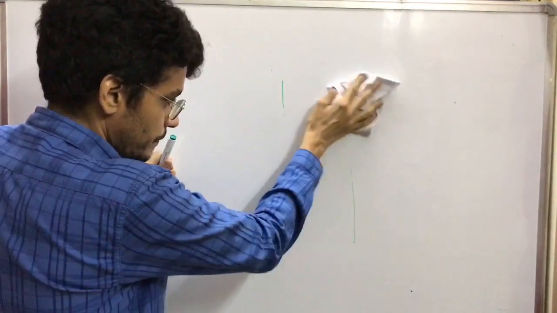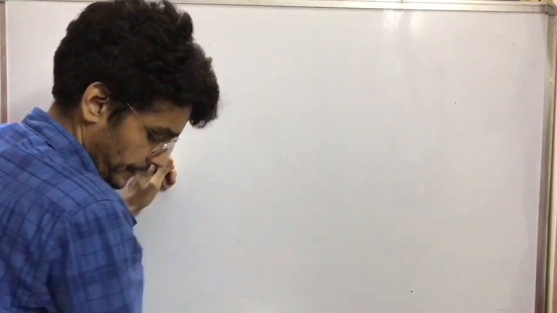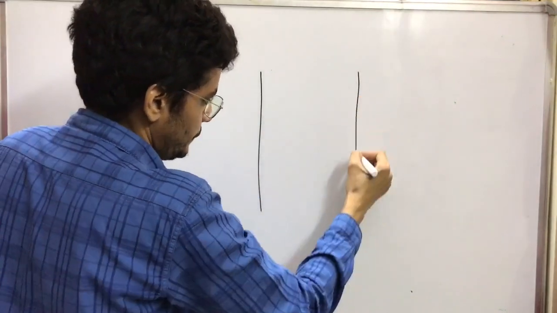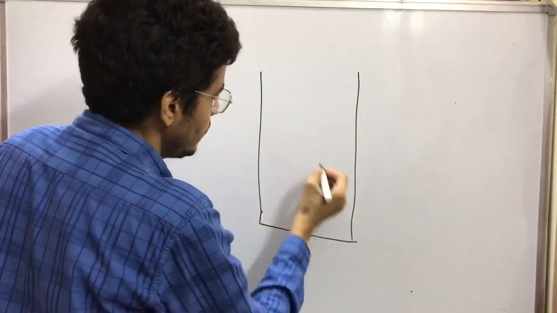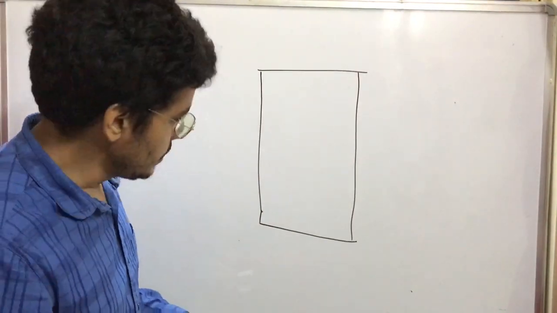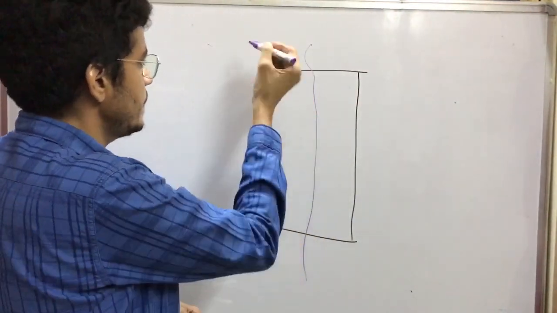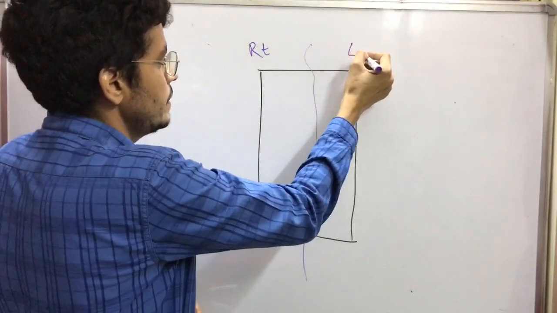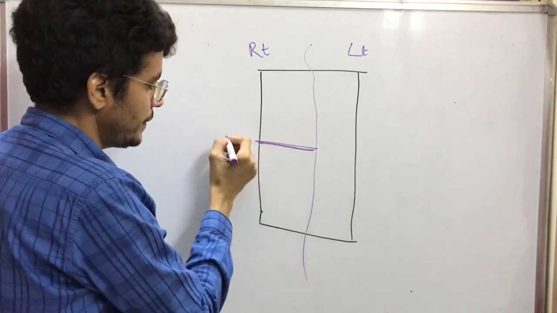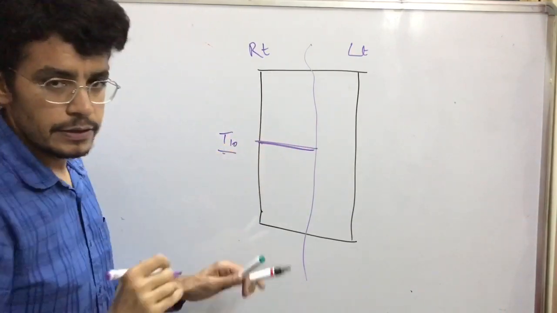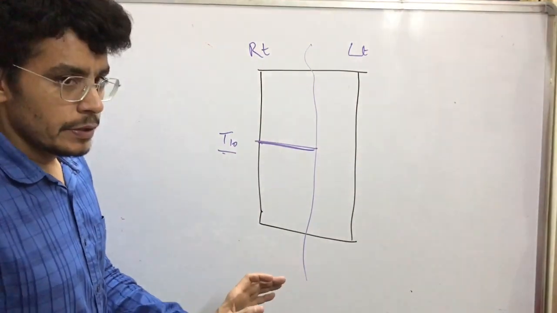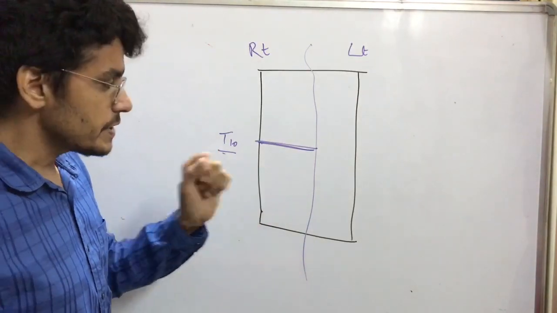the problem will be if, instead of a complete transection, there might be a situation where half of the spinal cord is getting affected. Just imagine this is the midline, this is the right side and this is the left side. Suppose there is a lesion at the right-sided T10 level. Then what clinical features will be there? Sensory and motor. First we will start with the sensory.